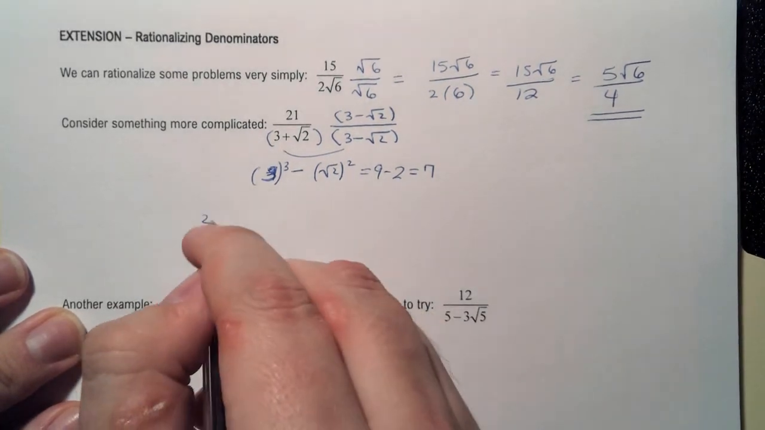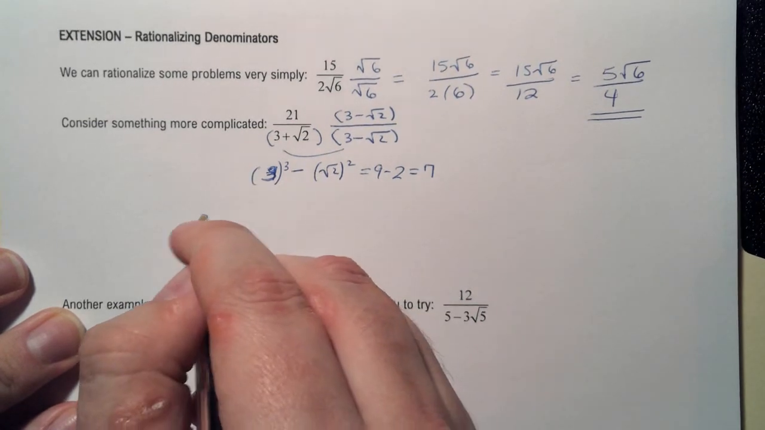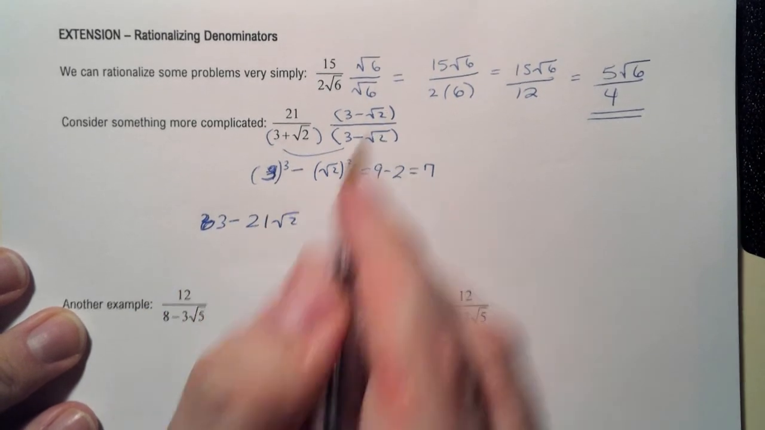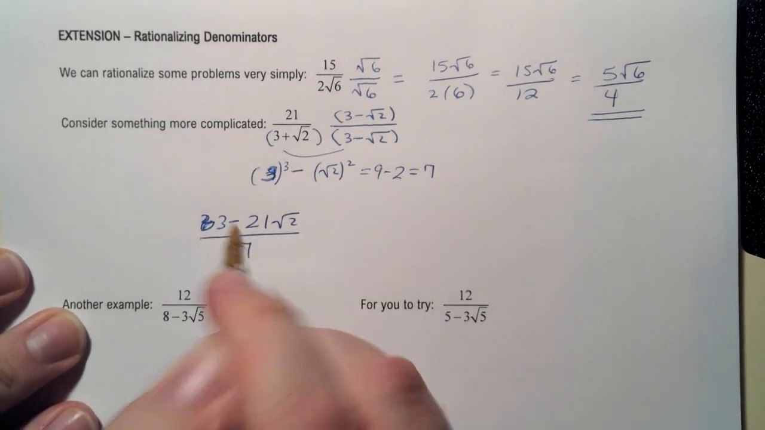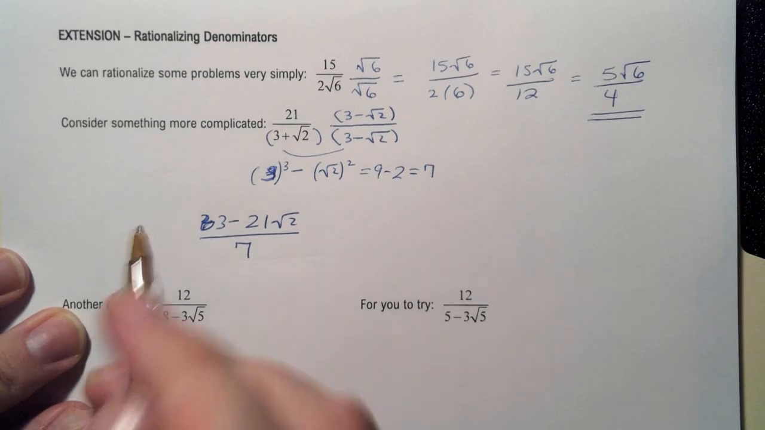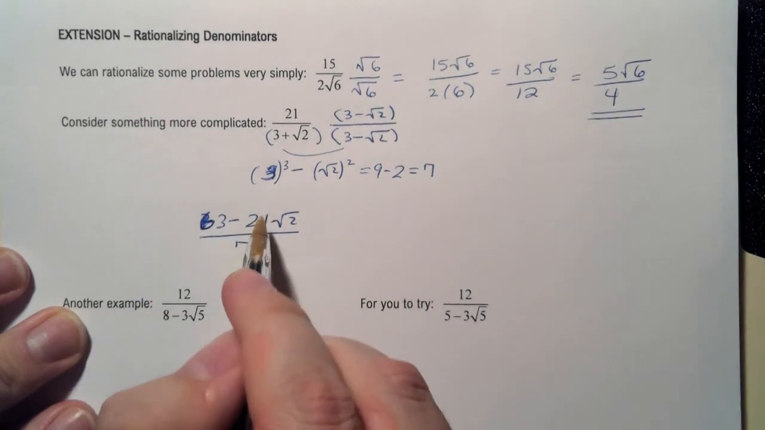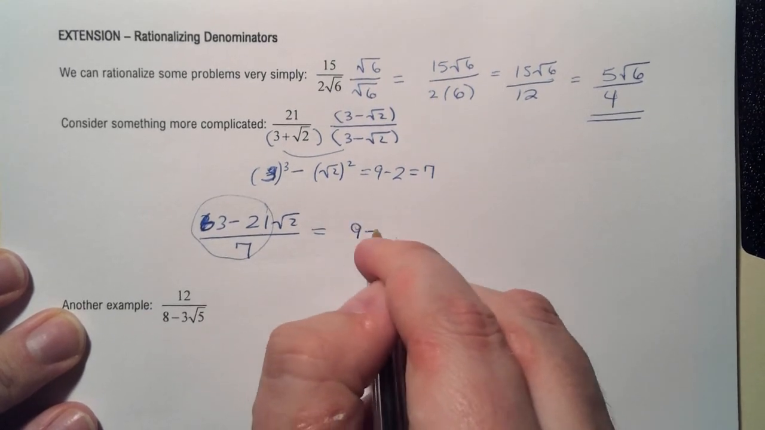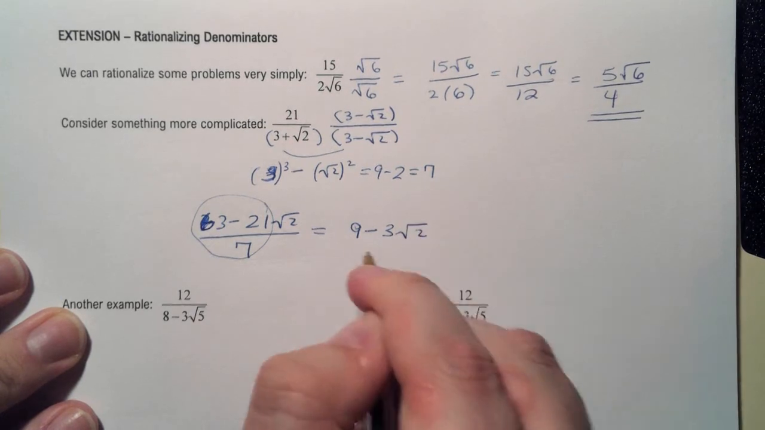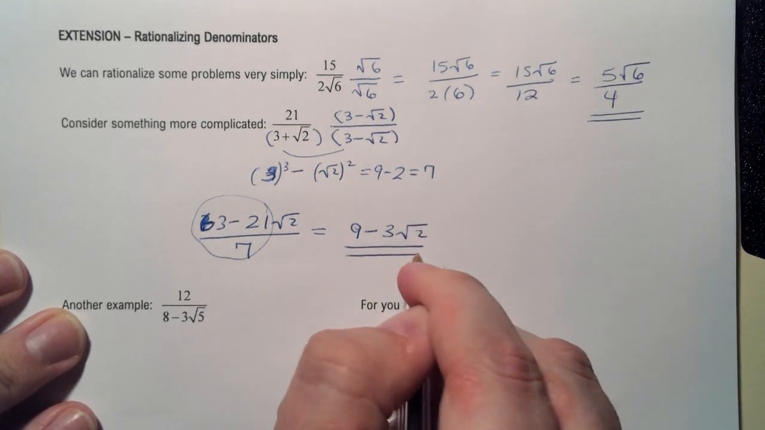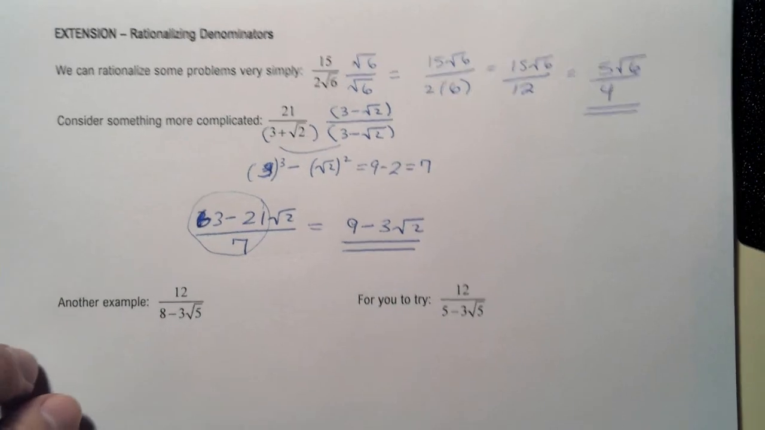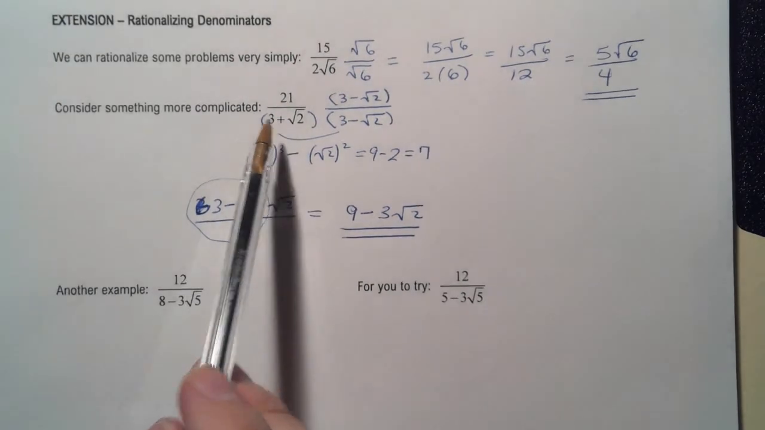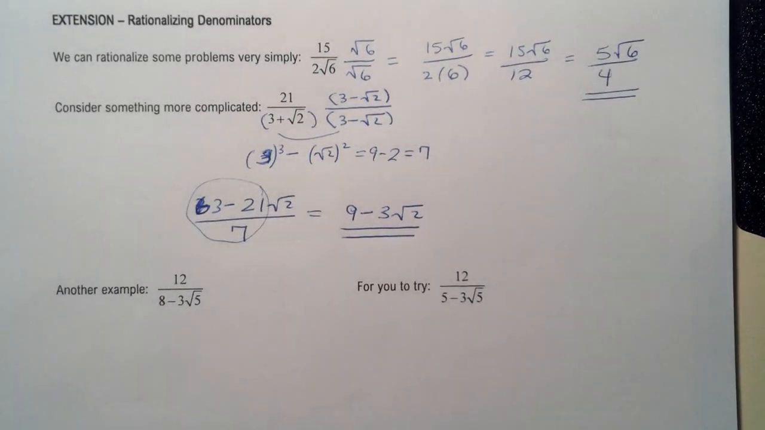So what do I have? I have 21 times 3 is 63, minus 21 square root 2, that's what's on top, and that's over 7. And then I would look to simplify this. All three of those numbers are divisible by 7, and I'm left with 9 minus 3 square root 2. That also shows us a little look into why we might want to rationalize the denominator. This looks very gross right here. It looks much more straightforward after I have rationalized.